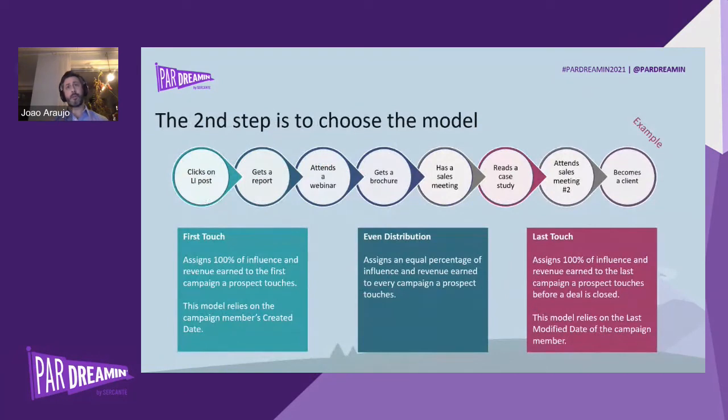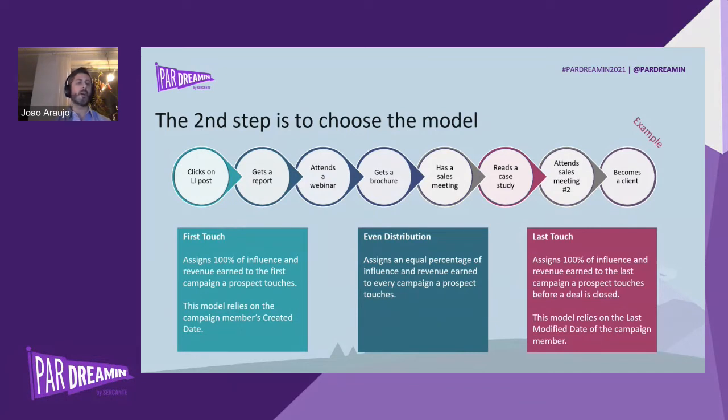Then you need to select a model. There are three that come by default, and you can always create your own custom models. In this example, if we look at first touch, all the revenue would be given to this first click on a LinkedIn post. If we look at last touch from a marketing perspective, it would have been the case study. We use the even distribution. So basically, we try to record as many touch points as possible so that we then split the revenue equally through all these different activities.